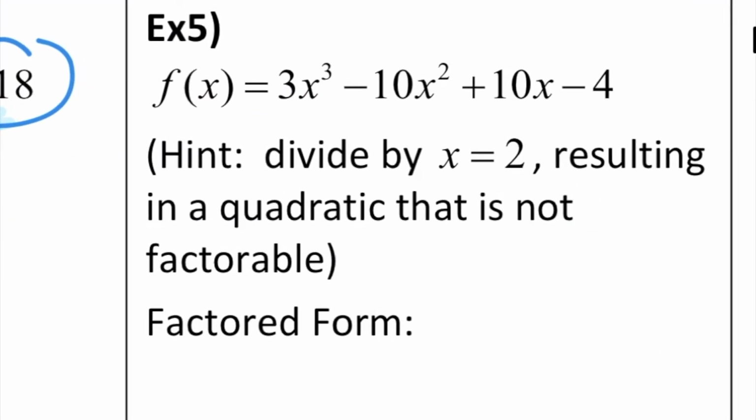So number 5, there is no GCF here, so you can't take out a GCF to start with. Then I give you this hint that you are going to divide by x equals 2. You're going to do synthetic division for that. But your answer is going to be a quadratic that is not factorable. And that means that you're going to have some imaginary roots. And we'll talk about what that looks like in a minute, but let's start with the synthetic division.